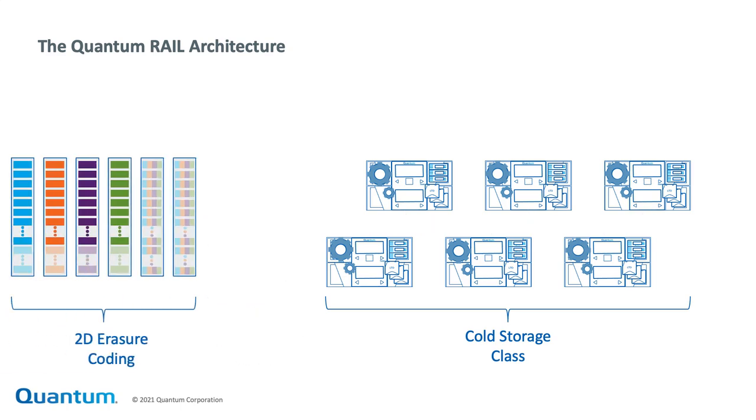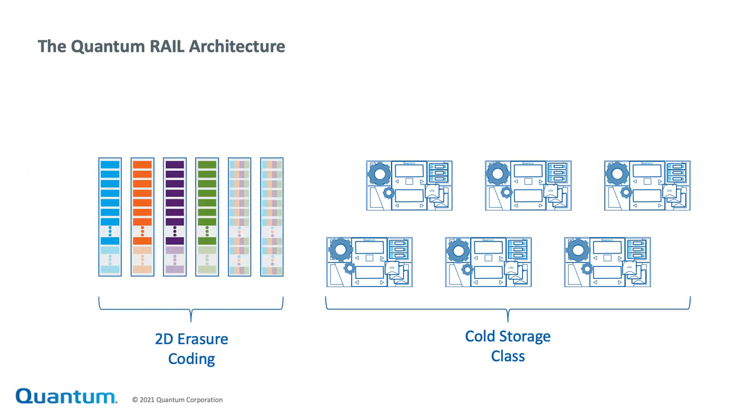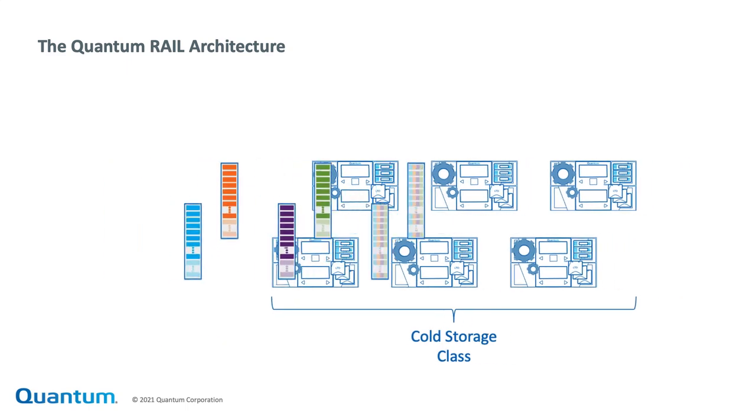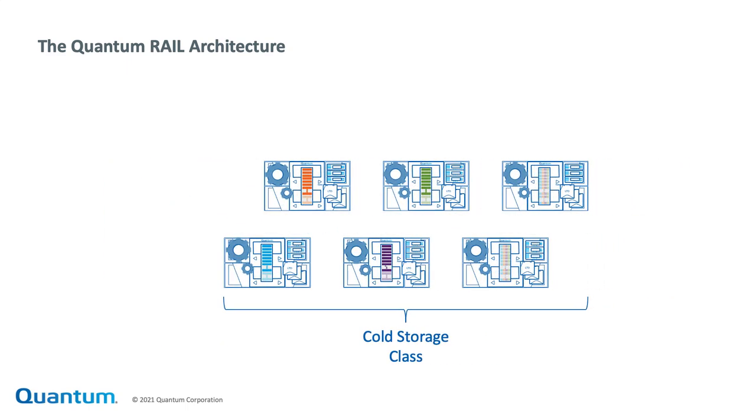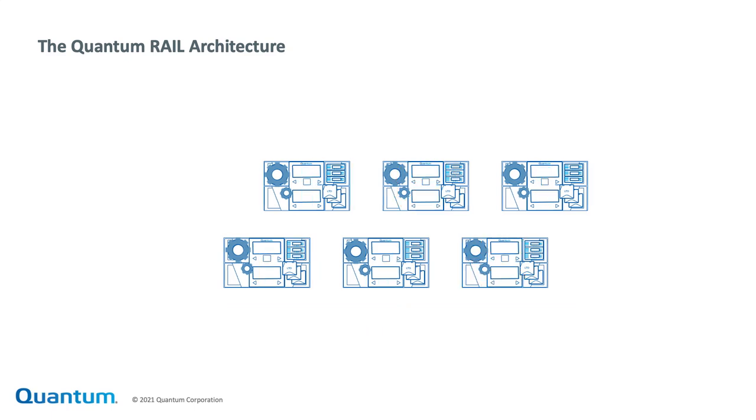And with ActiveScale's 2D erasure coding, which produces multiple segments, the Rail architecture allows ActiveScale to spread those segments across libraries in parallel, which results in better performance and durability. So objects are secure and remain accessible in the event of a robotics failure, a drive failure, a tape failure, and even an entire library failure. And because ActiveScale uses 2D erasure coding rather than a multi-copy approach, objects are protected even in the event of multiple library failures.